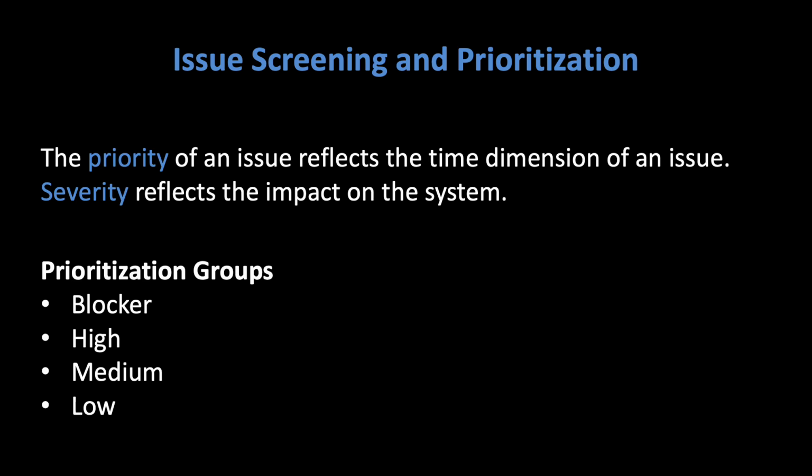So there are basic groups and buckets for prioritization. Usually you have something like a blocker that has to be resolved as soon as possible, also with probably some rapid release. And then you have from high, medium to low priority other issues that can be handled in the next or one of the next regular releases.